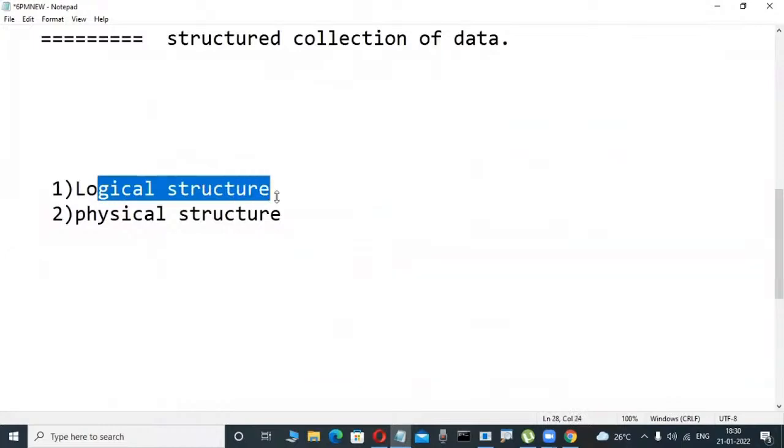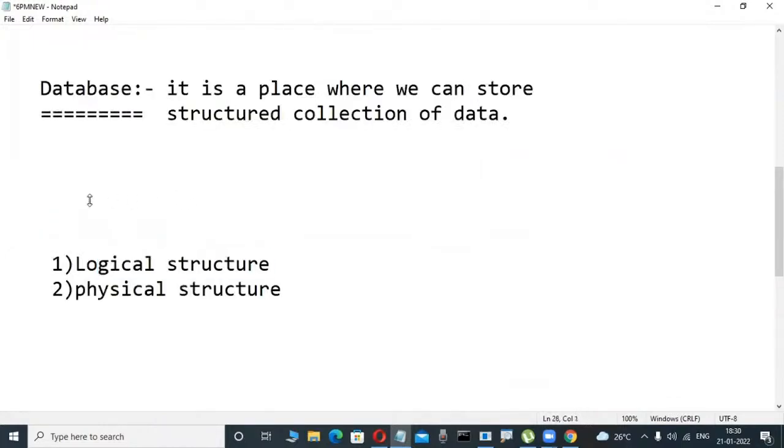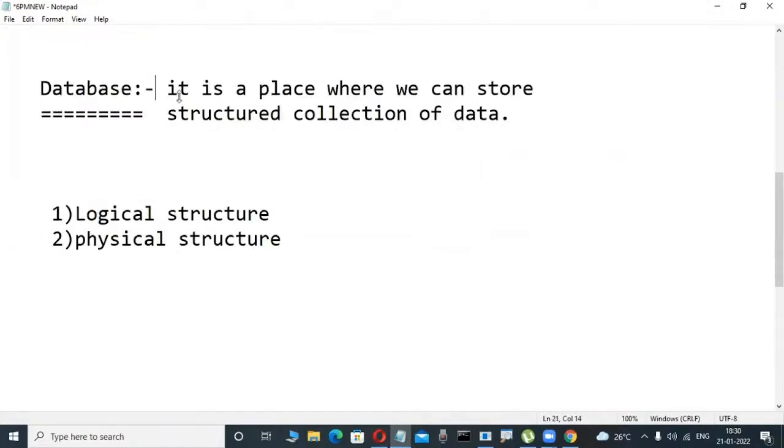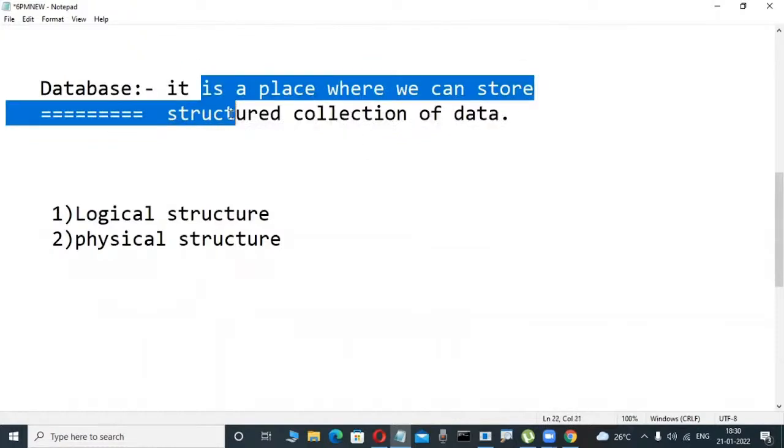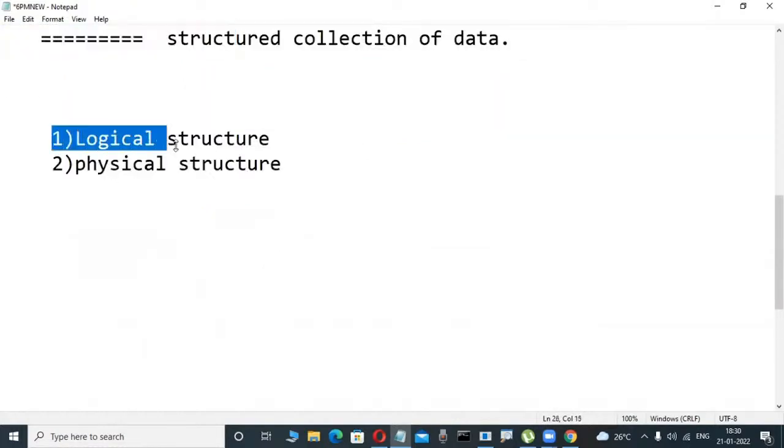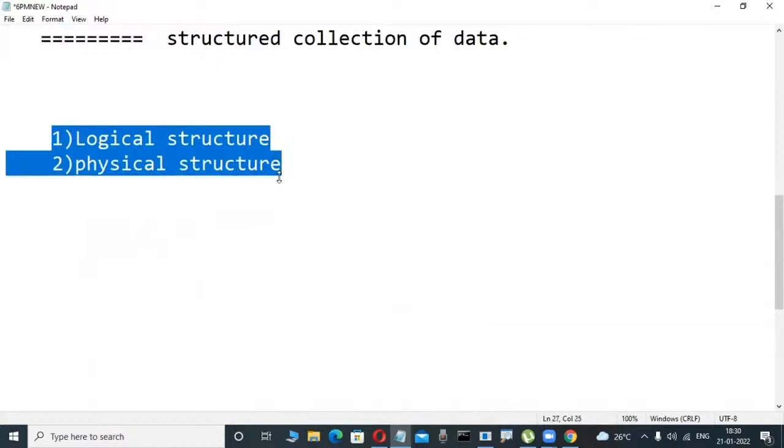But whenever we install these types of software, two types of structures are there. One is logical structure, another one is physical structure. This definition I am not explaining today; you will understand it one of these days. Now observe it. First, two types of structures are there: one is logical structure, another one is physical structure.